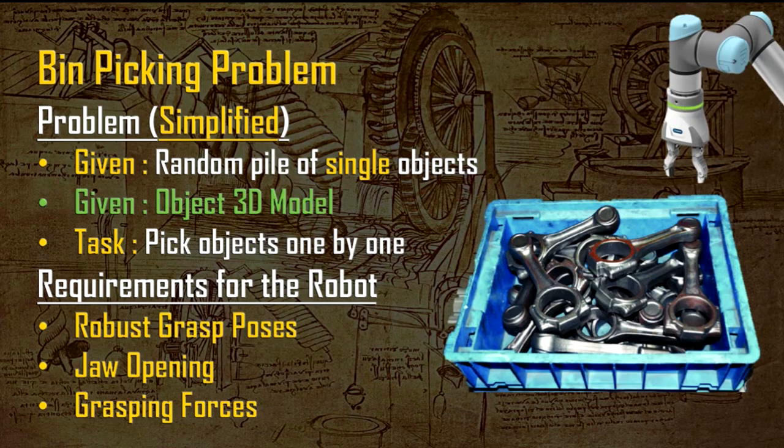The simplified problem is a random pile of a single type of object. For this case, you can see connecting rods from an automotive engine. They are piled randomly in a bin, and we also have a given 3D object model, and the task is again to pick the objects one by one. The requirements remain the same: we need robust grasp poses, jaw openings, and grasping forces.